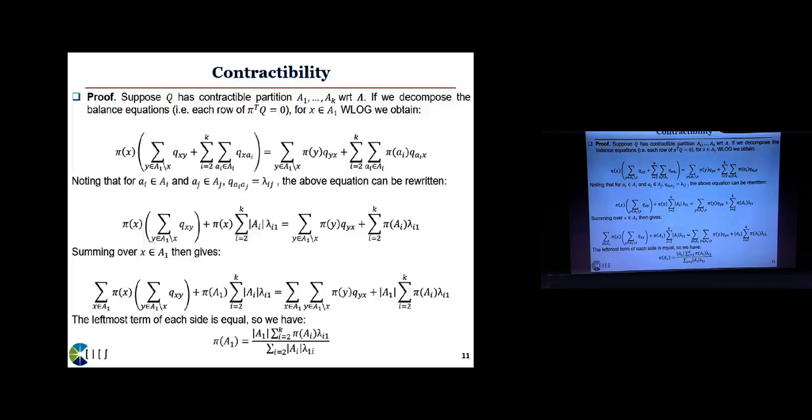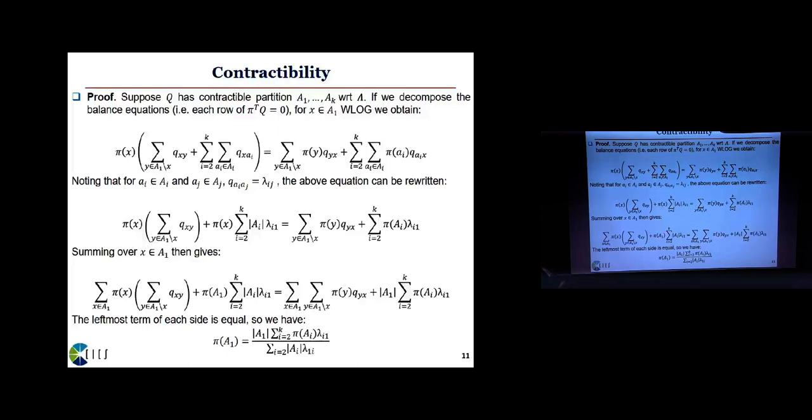For the proof, we suppose that Q has partition A1 to AK with respect to gamma. If we decompose the balance equation, each row of pi transpose Q is equal to 0. For each member of A1, without loss of generality, we can obtain this expression. Here, noting that for small a i and j as members of capital Ai, Q i a i j is equal to lambda i j, we can decompose it, multiply pi of x with each of these terms in this expression, and then sum over x as a member of A1, we will reach this long expression.